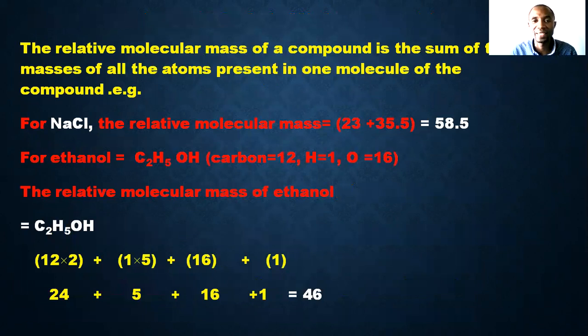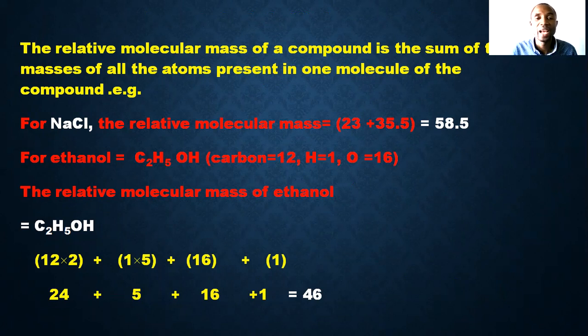Relative molecular mass of a compound is the sum of the masses of all the atoms present in one mole of the compound. When a particular compound is given to you, just sum the relative atomic masses of the elements present in that molecule. When you sum it up, you have gotten the relative molecular mass of that compound. That is it.